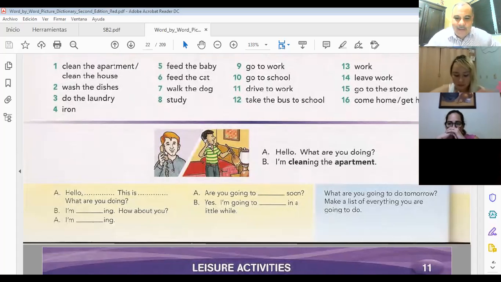Okay, I know where my book is now. Okay, my book is right here. Okay, now let's check.